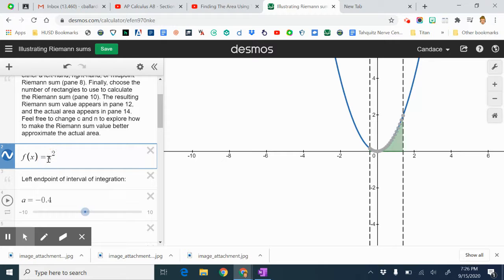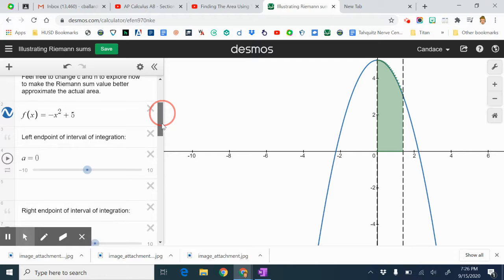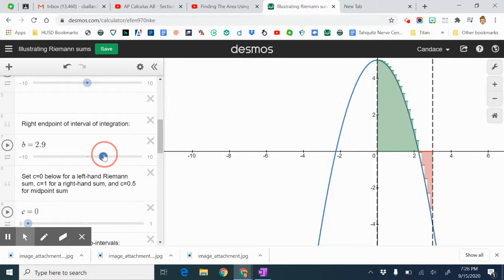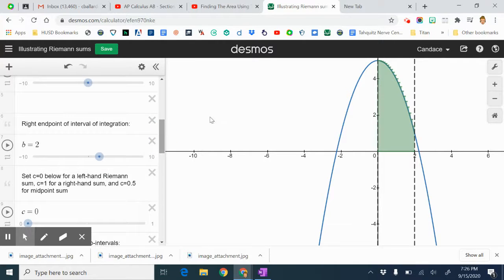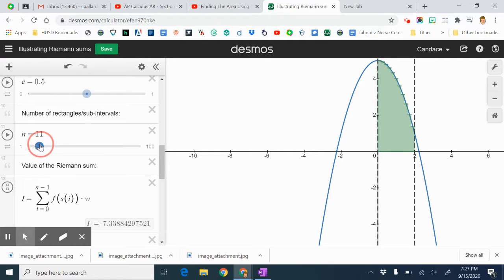So I'm going to type in the function that they gave me, which was -x² plus 5. Then it tells us that we're going to have x equals 0 to x equals 2. So I know that my left endpoint is in fact 0, so I want this right at 0. And then my right endpoint is going to be at exactly 2. Then it says that I'm going to start with the right side, because that happens to be the first picture. So I'm going to put it at 1. And then it wants only 5 rectangles. So I'm going to go 5 rectangles. Getting there. There we go, 5.